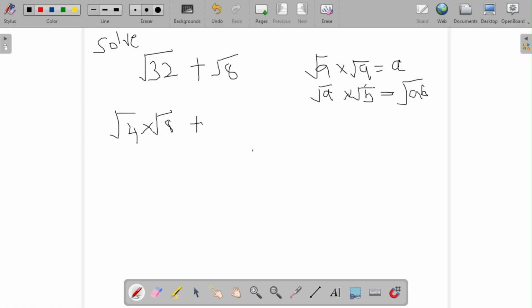Plus, now what's a perfect square from 8? A perfect square from 8 is 4, because 4 times 2 gives 8. So that's root 4 times root 2.